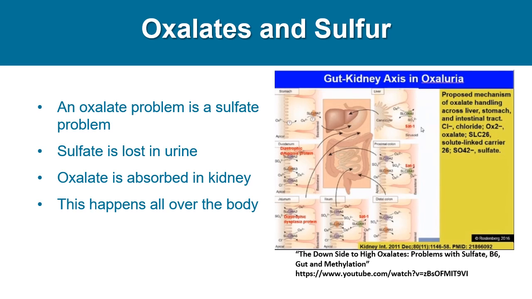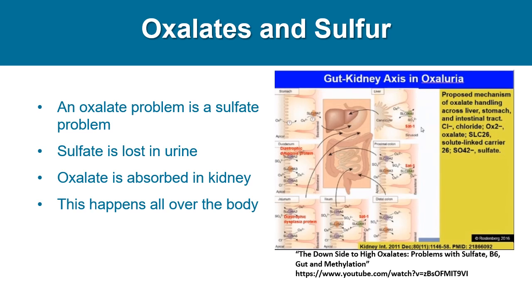So I've picked up this slide from this YouTube video, The Downside to High Oxalates. Very, very interesting and eye-opening. So when oxalates are present in the urine, they'll get reabsorbed from the urine while we lose a molecule of sulfate. So in the kidney, they're absorbed in exchange for sulfate. So the more oxalate in the urine, the more stones you have and the more sulfate you will lose.